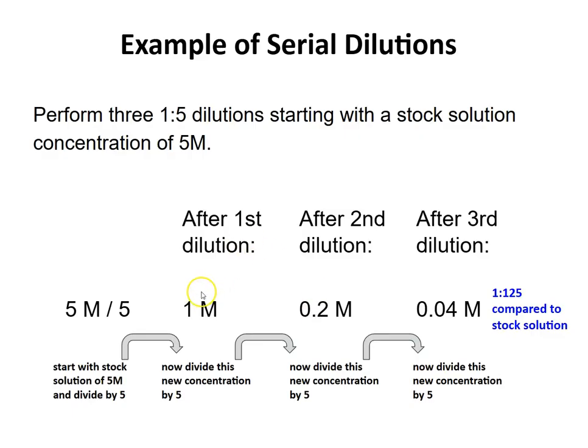If we do another 1 in 5, same thing, right? So we've taken 1 part out from here, put it into a different container, added 4 parts water, but to figure out what concentration it is, I would divide this by 5, so 0.2 molar. Do it again, divide that by 5, and we now have a 0.04 molar solution concentration. So after 3 1 in 5 dilutions, starting with a 5 molar concentration solution, we've now made a 0.04 molar concentration solution because it is a geometric series. That would make it a 1 in 25 compared to the original stock solution.